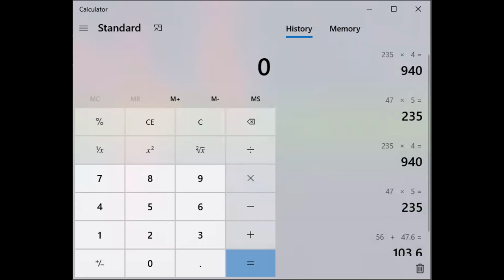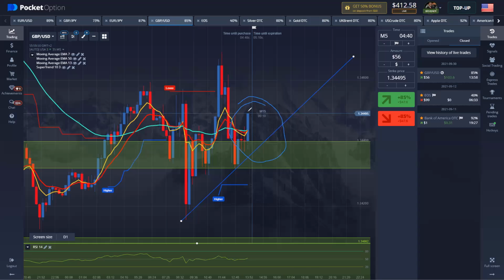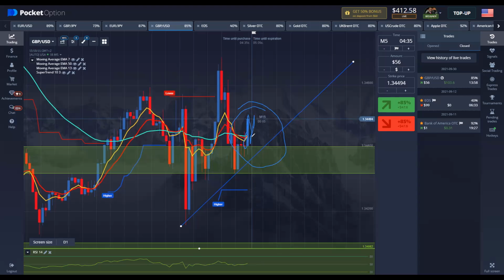Thanks for joining me on this New York session. And wow, see, our analysis was correct. Look at that. Huge engulfing candle. Perfect entry. So we did good.